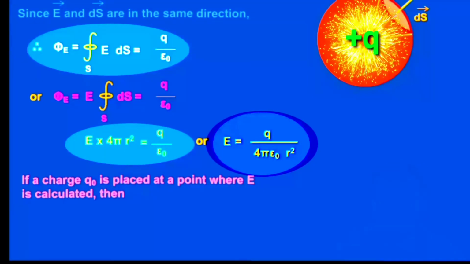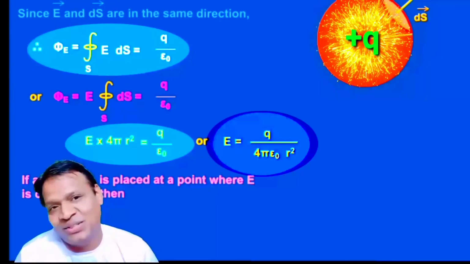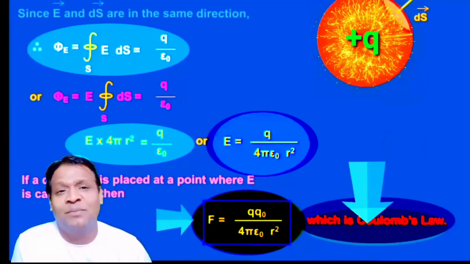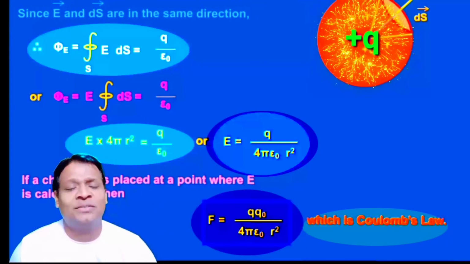So in this video we observed that we have derived Coulomb's law by using the Gauss theorem. Now this is enough for today. In the upcoming video we will talk about more applications of Gauss theorem.